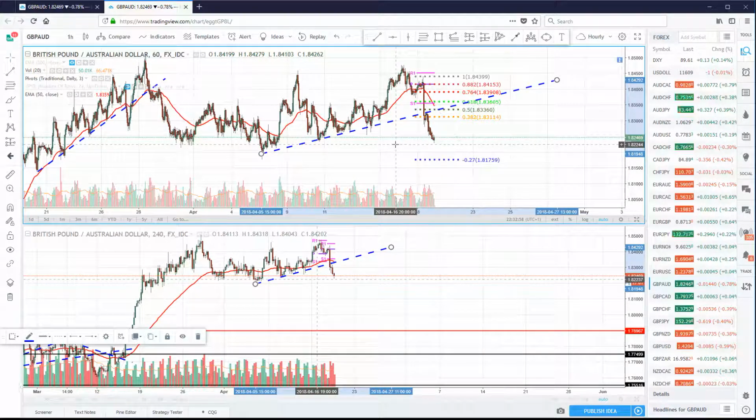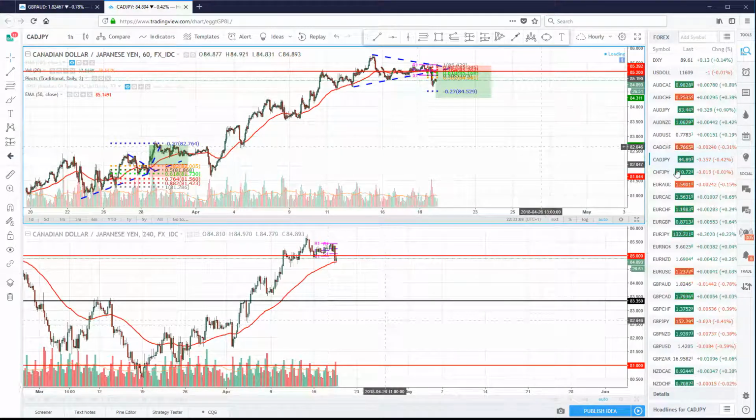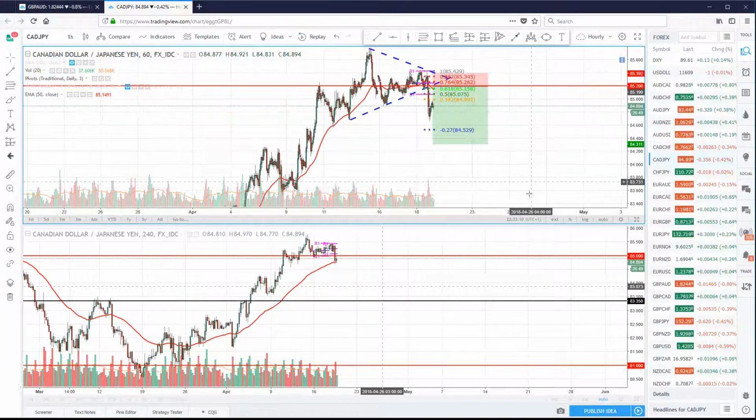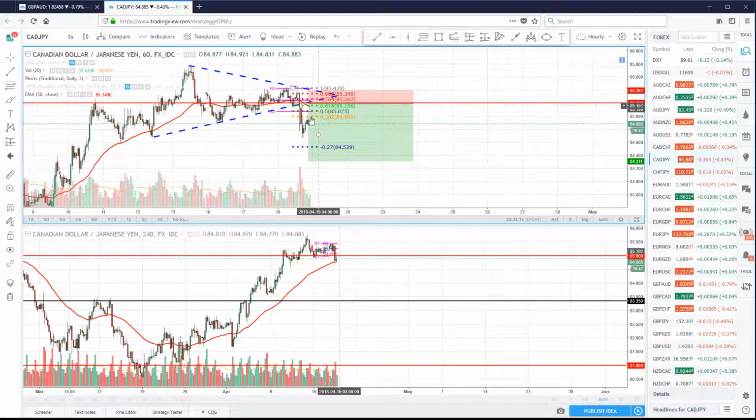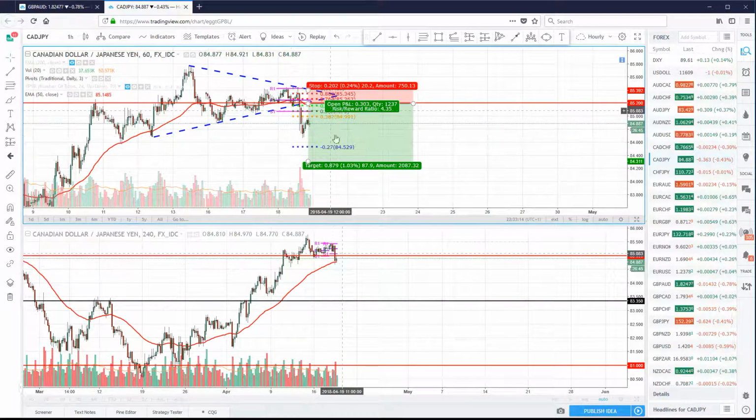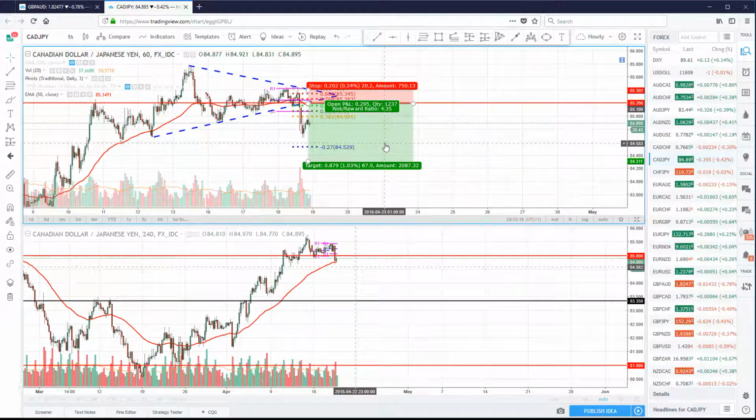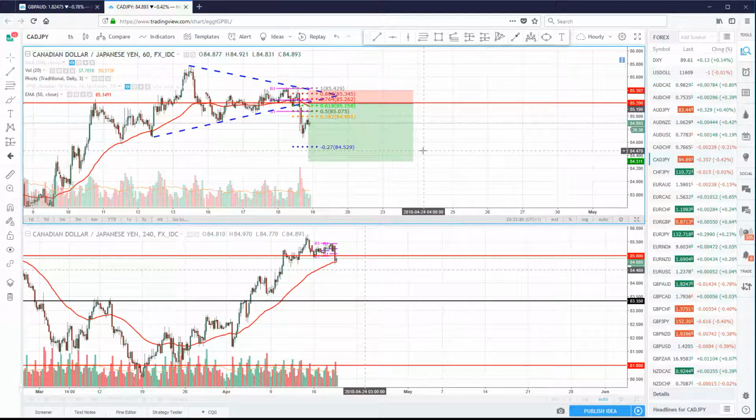So it's better than Euro Pound, don't get me wrong, but it's not as good as EuroCAD or AussieCAD or CADYen. So let's go with CADYen very quickly. I've got a little triangle here. I've actually placed an order for this already because I think it's so nice there. I'm happy just to watch it and see what happens, but that's where I placed my order, and that's a 4% trade there. That's what I'm looking at for that kind of style trade.